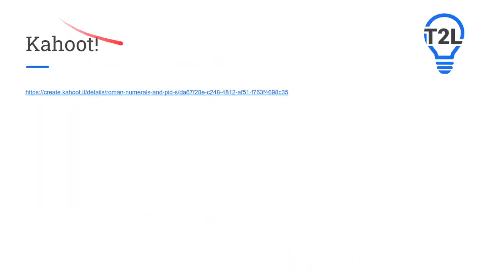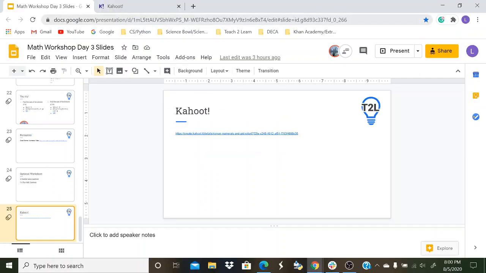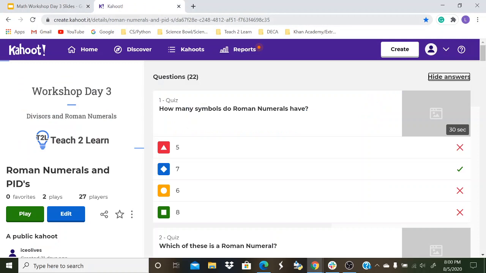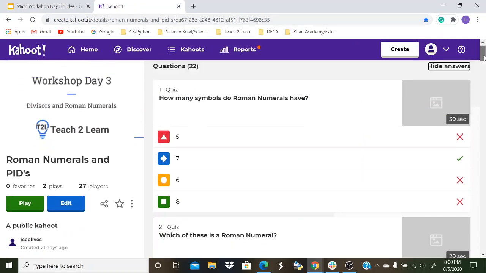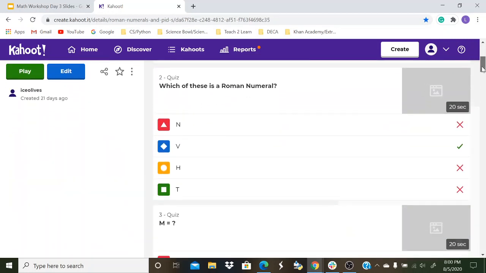Okay, so now I'll just briefly go over the Kahoot. All right, so this is a Kahoot. The first question: how many symbols do Roman numerals have? That's just 7. Which of these is a Roman numeral? So V is a Roman numeral.